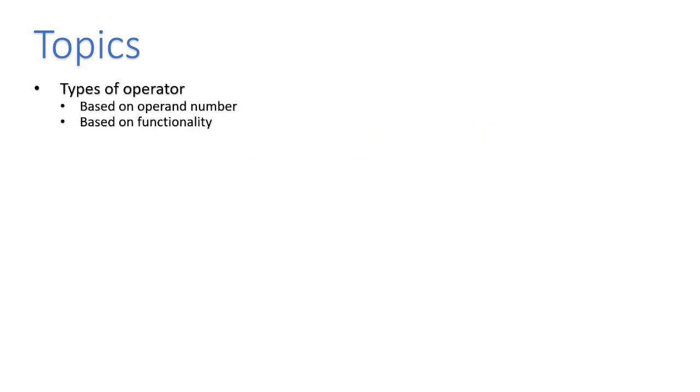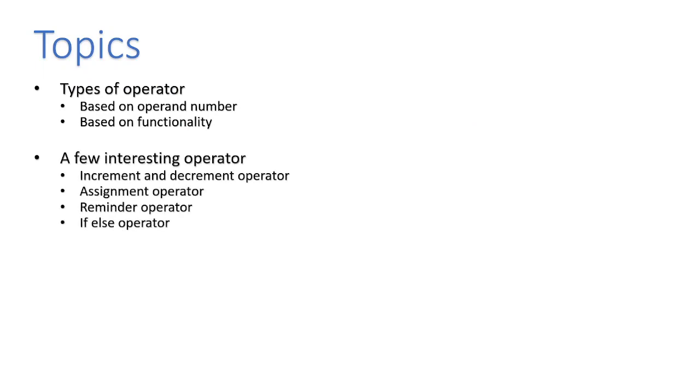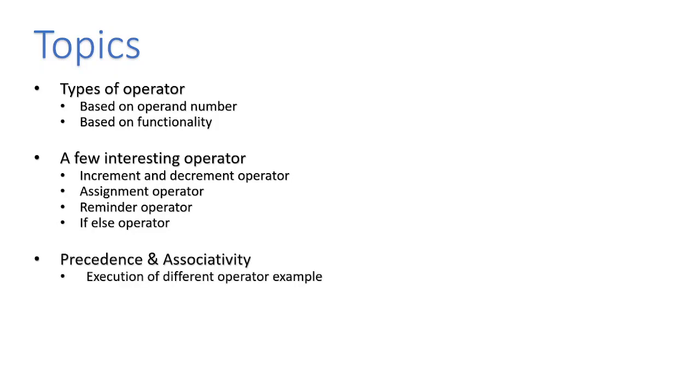So we are going to cover the classification of operators. Then we are going to cover a few operators and how they work, like increment and decrement operators, assignment operator, remainder operator, and if else operator. These are very useful operators which we are going to cover. Then we are going to cover precedence and associativity, and we will show with examples the execution of operators in a statement with different operators. Then there will be a sample program which is based on operators only.